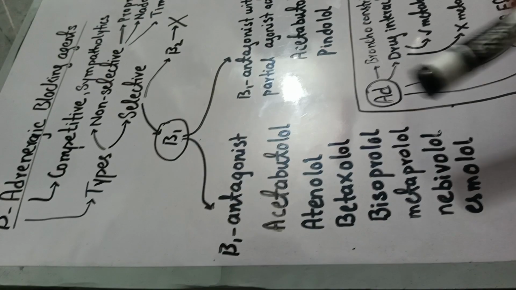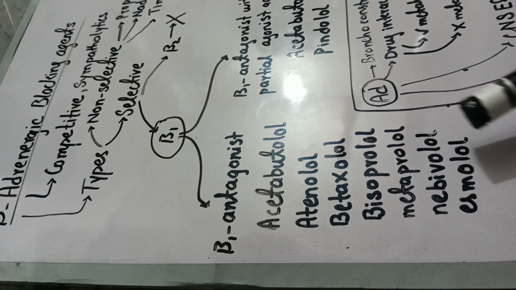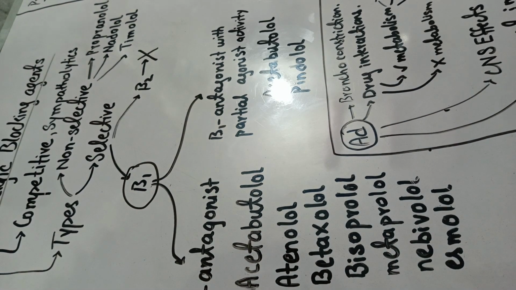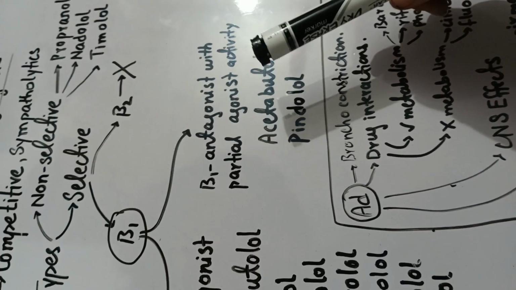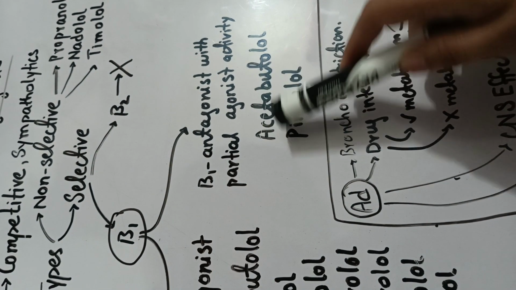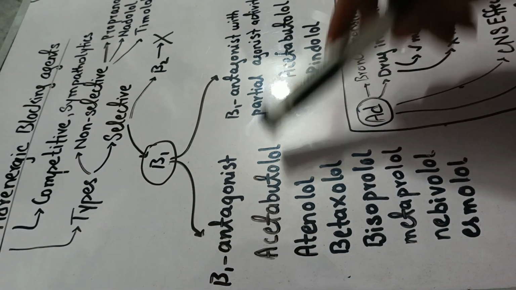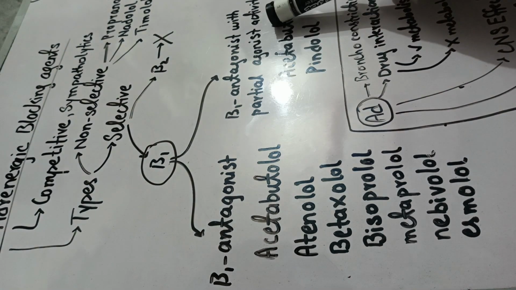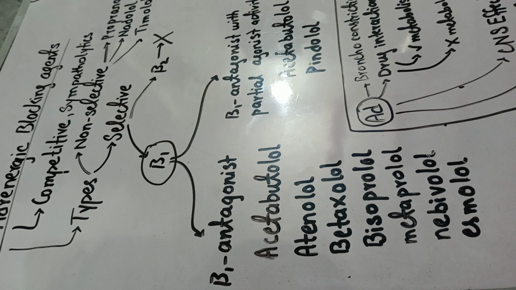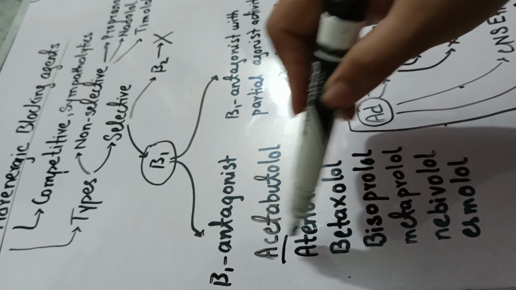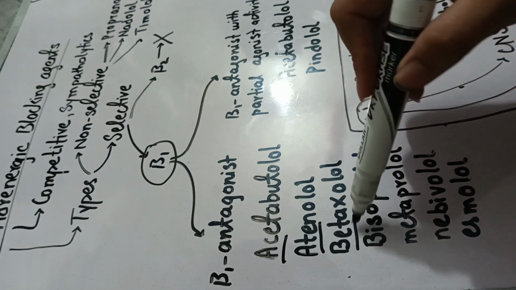So among the beta 1 blocking agents, some are pure beta 1 antagonists, but some beta antagonists have partial agonist activity within themselves. There are two examples of beta blockers which have agonist activity in them, which are acebutolol and pindolol. Let's discuss only the beta 1 adrenergic blockers. So these are the types. Acebutolol is present in both of them. It acts as a partial agonist as well as an antagonist, while all the other drugs are placed inside it. In order to remember these drugs, you will remember this mnemonic.